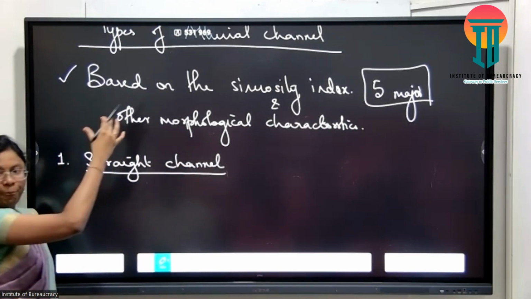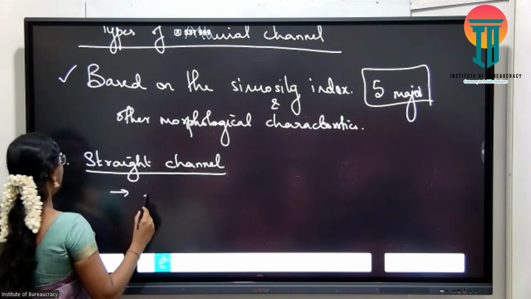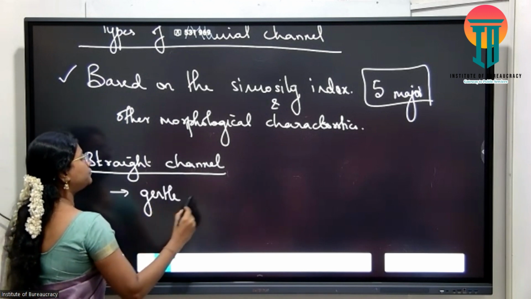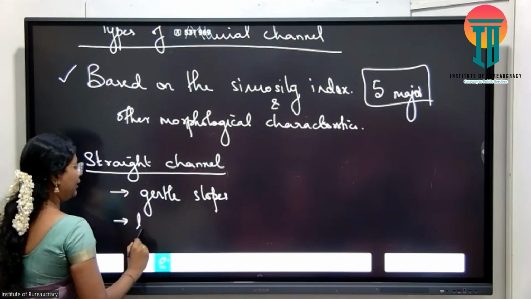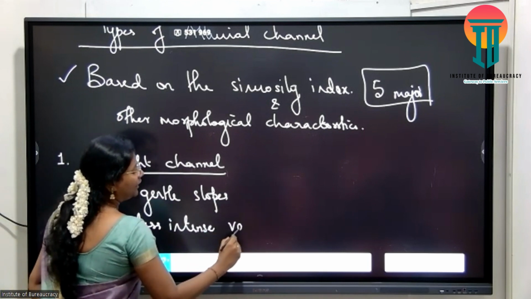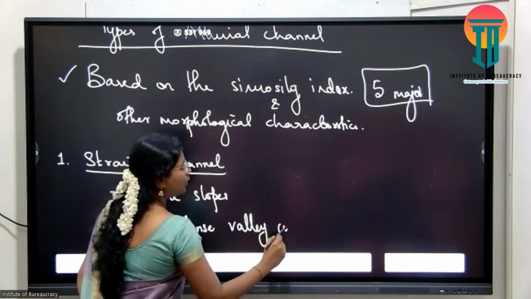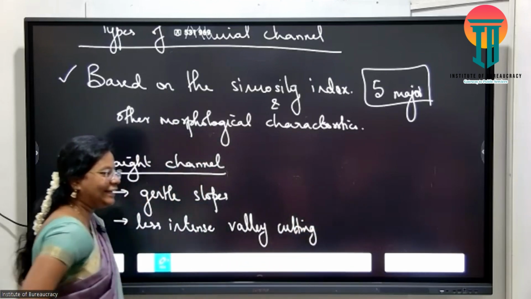இது எங்க பார்க்க முடியும்? Bedrock channel ல பார்க்க முடியும். So this is where it flows over gentle slopes. When the slopes are gentle, less intense valley cutting or valley erosion. Deep cutting or valley cutting.